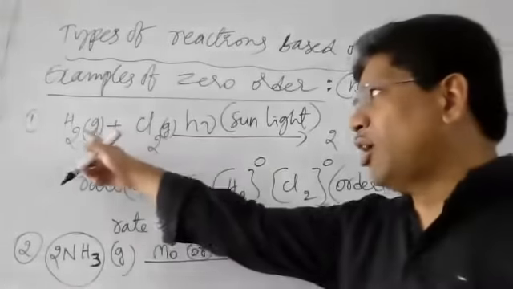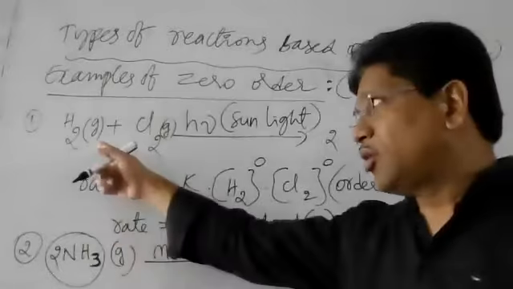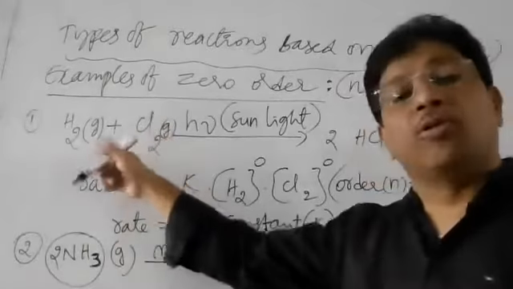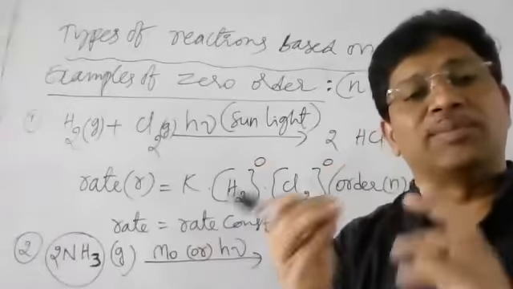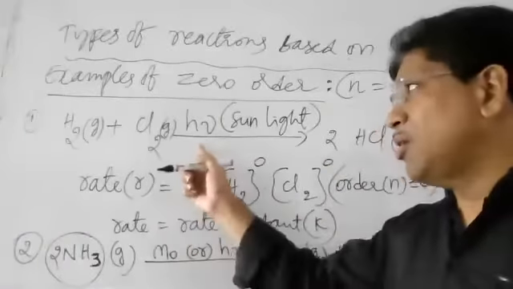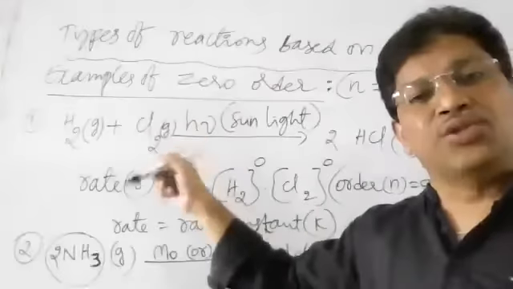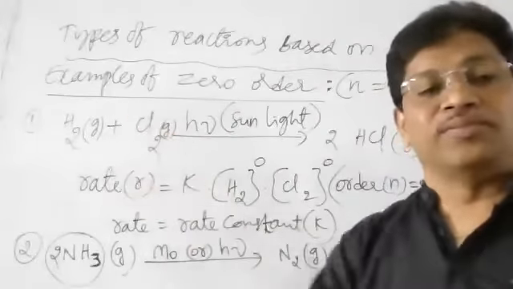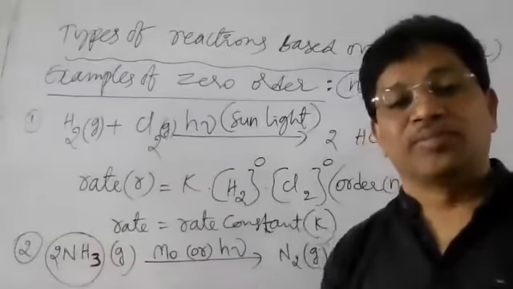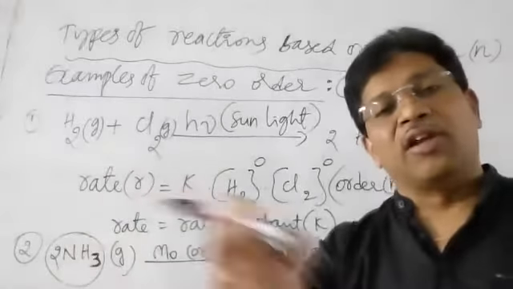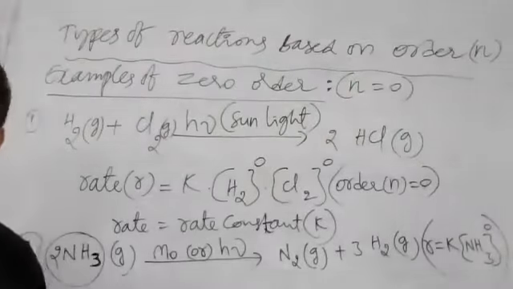In this case also, one molecule of H2 and one molecule of Cl2 colliding simultaneously with each other. When two molecules collide with each other, what is the molecularity? 2. It is a bimolecular reaction, but a zero order reaction. Here molecularity is 2, but order is 0. So order is not equal to molecularity in this case. Is the concept clear? So it is about zero order reaction.